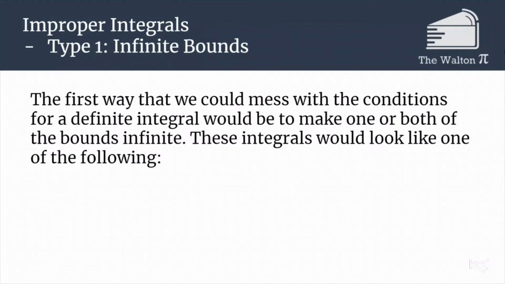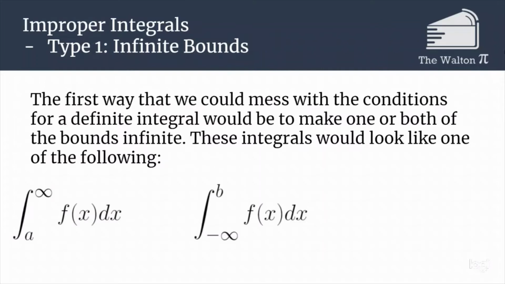So what that means is our first type is we could have one or both of our bounds be infinite. So those are going to be improper integrals. They don't match what we want them to look like when we are looking at a definite integral. So they might look like the integral from a to infinity of a function, or maybe they'll be the integral from negative infinity to a value b of a function, or maybe they'll be the integral from negative infinity to infinity. All three of those are possibilities where we might have infinite bounds on our integral. All of these are considered improper integrals.